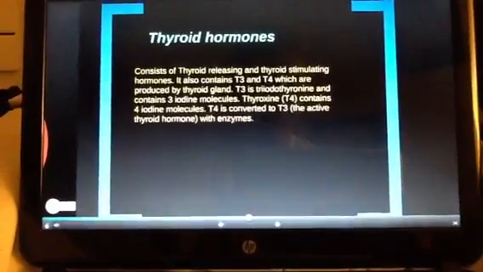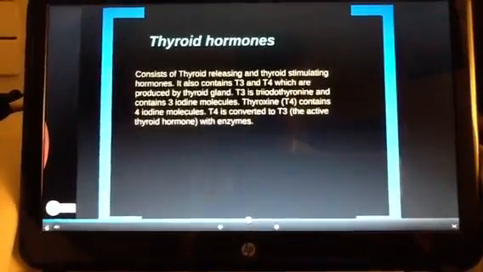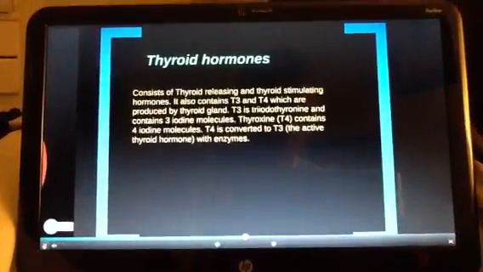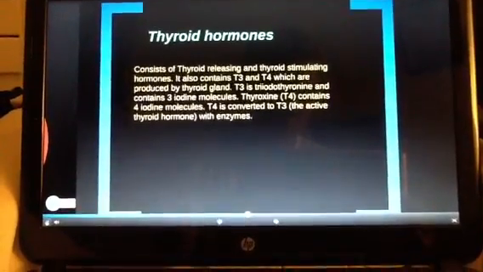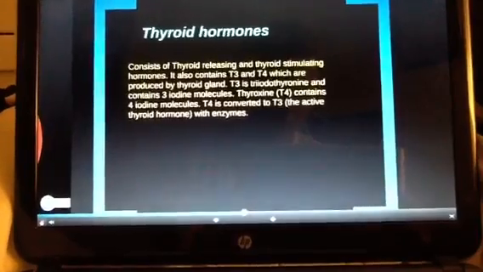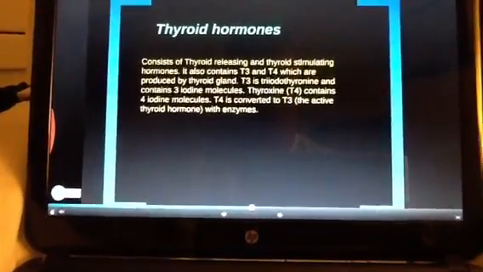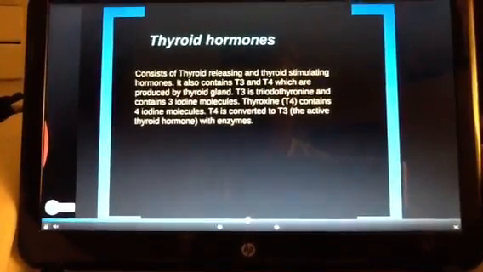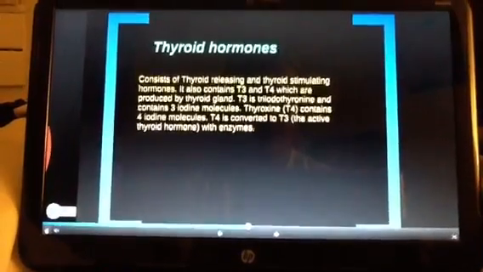Now the thyroid hormone consists of thyroid-releasing and thyroid-stimulating hormone. It also contains T3 and T4, which are produced by the thyroid gland. T3, official name, is triiodothyronine and contains 3 iodine molecules. I'll explain iodine molecules in a moment. T4 is thyroxine, and it contains 4 iodine molecules. T4 is converted to T3, so T3 is the active thyroid hormone, and this is done by using enzymes.